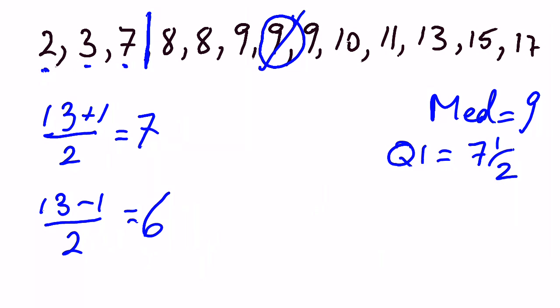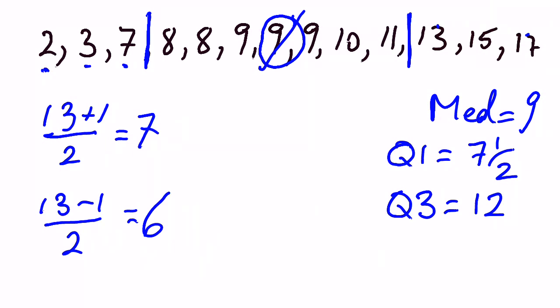Okay, let's go to the top set. I'm going to count down. 1, 2, 3. There, in between third and fourth. In between 11 and 13, my Q3 is going to be 12.